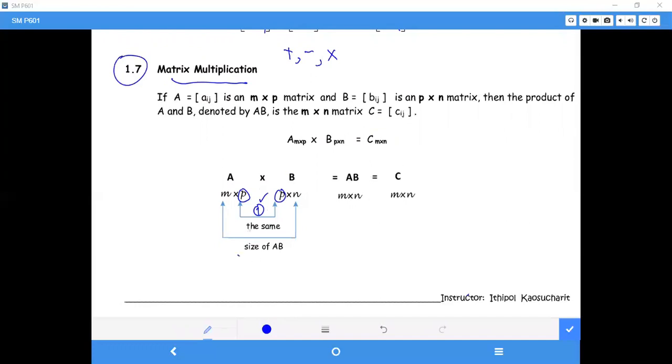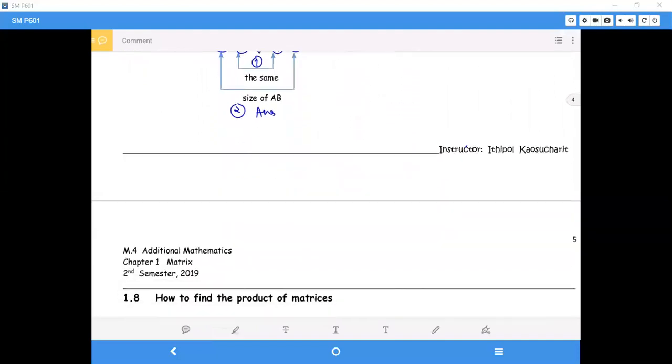Second rule. When you can multiply, of course, you will get the answer, right? And your answer will be in the size of the two outside numbers. We have the inside numbers and we have the outside numbers. The outside numbers will be the size of your answer. Okay. So let's see. I think that I have the example on the next page. So let's see how it goes.